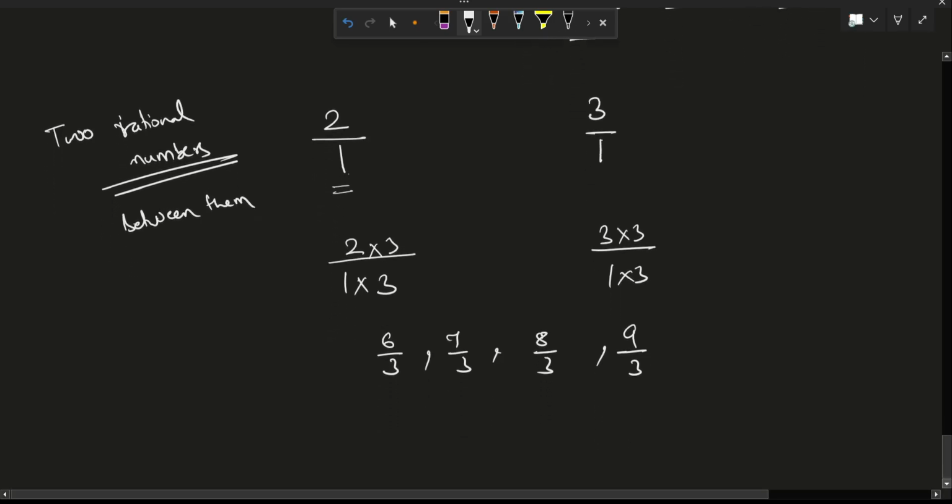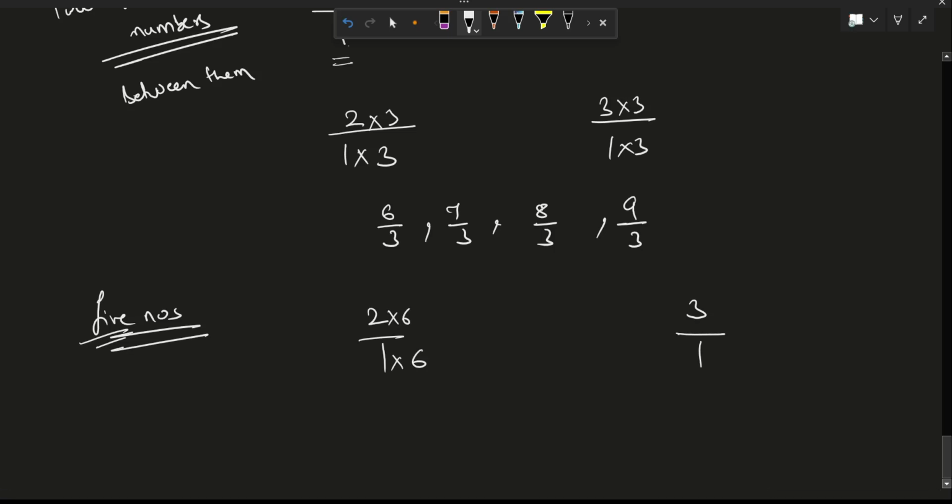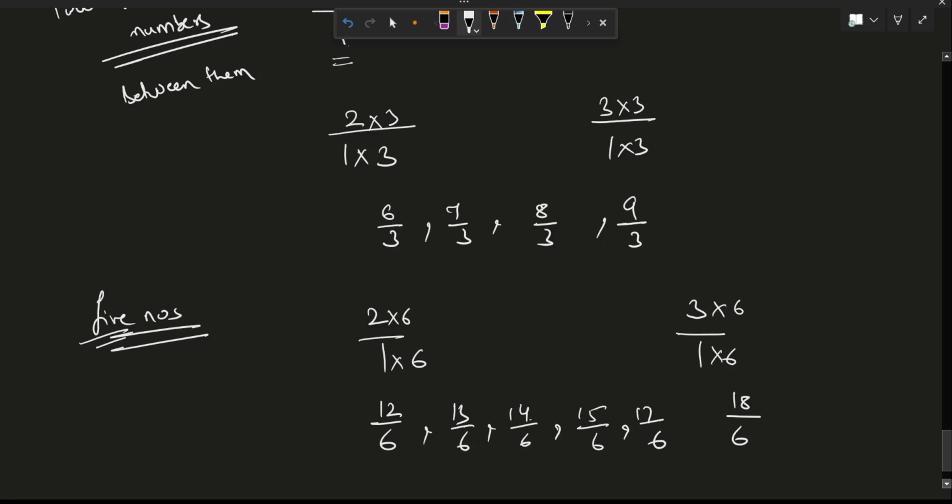If I say you have to find five numbers between them, what you will do is again take 2 by 1 and 3 by 1, and multiply by 6. As it is 5, take 1 extra, 6. Generally you people multiply by 10, and you'll get the numbers, but here I'm telling one more way: if it is 5, take 1 extra only. So multiplying by 6, it becomes 12 by 6 and 18 by 6. So from here you have 13 by 6, 14 by 6, 15 by 6, 17 by 6. 13, 14, 15, 16, I missed.